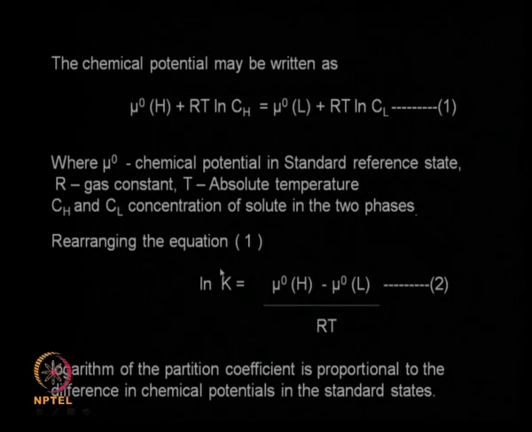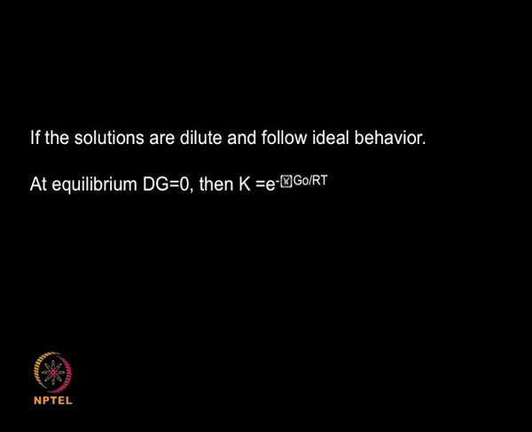So the logarithm of the partition coefficient depends on the chemical potentials of the heavy and the light phase at standard condition, and the temperature will come in the denominator. Okay. So K, if I take, then you will have e power minus, just like an Arrhenius type of relationship you are going to get. So at equilibrium delta G is equal to 0 for dilute and ideal conditions. So K will be equal to e to the power minus delta G0 divided by RT.